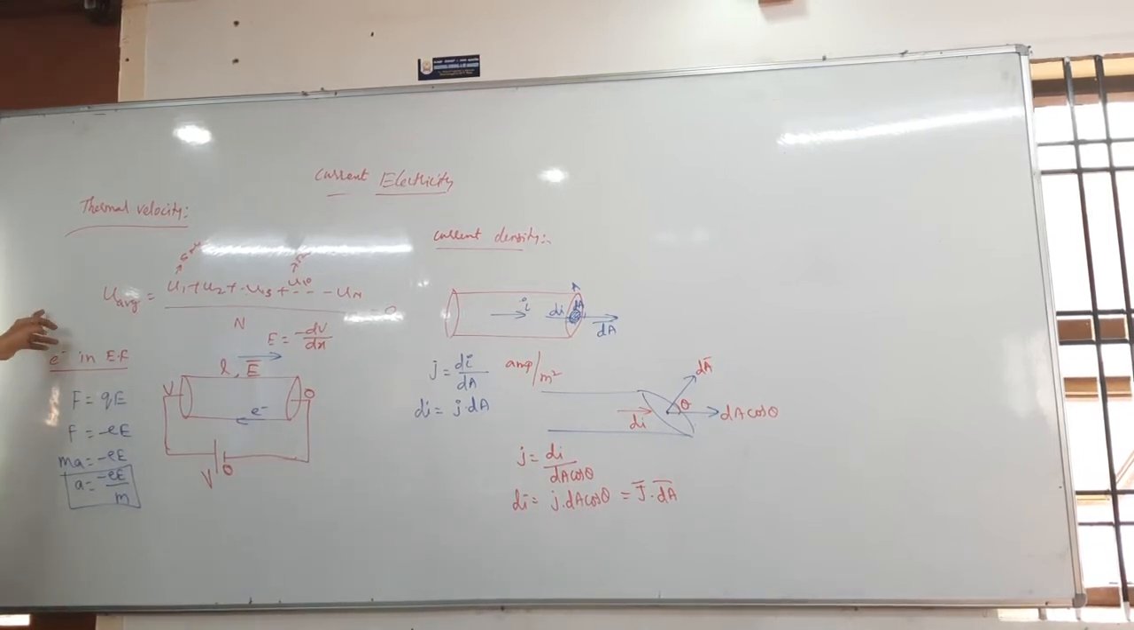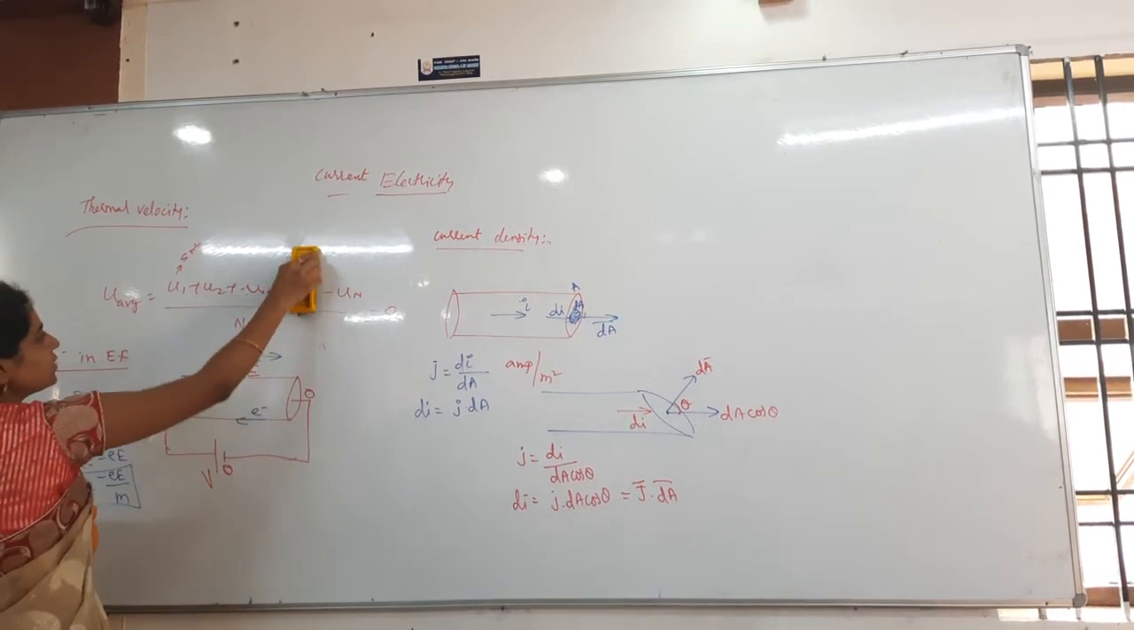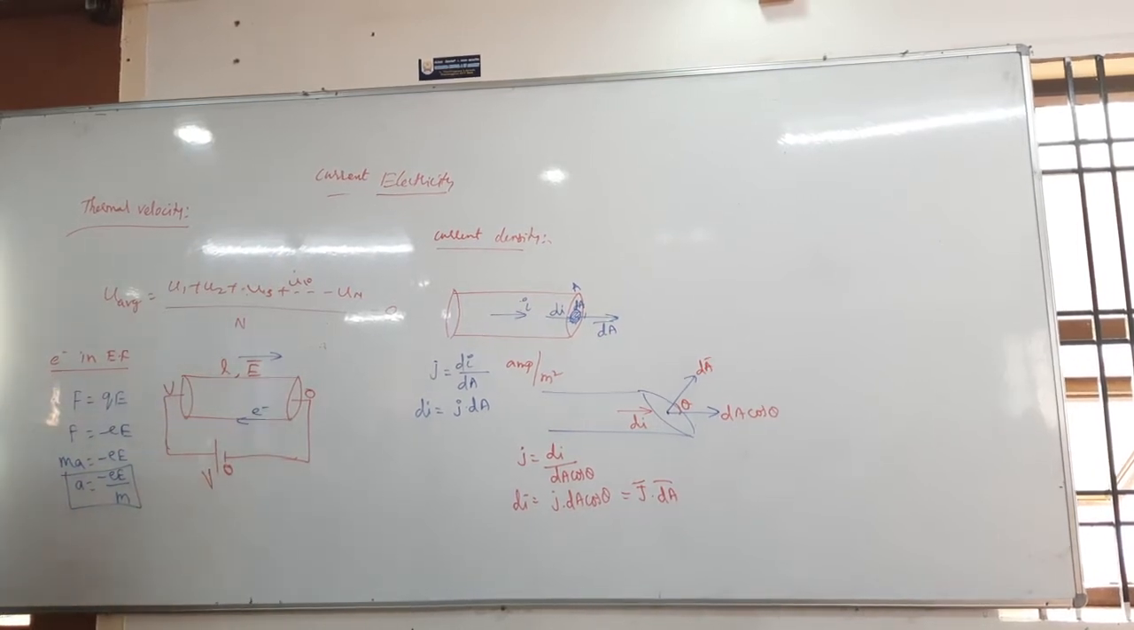I think it did not written this one, thermal velocity. Due to the random motion of the electrons in the conductor, not only one electron, all the electrons, velocities get cancelled with each other. Then net thermal velocity becomes 0.